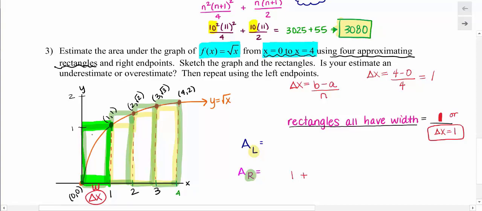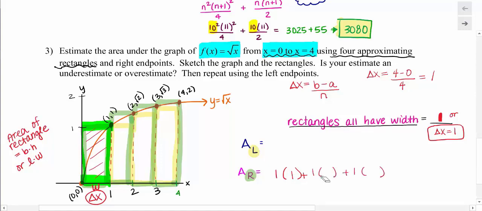Now, each rectangle's area is very easy to figure out because the area of a rectangle is just base times height, or length times width, however you want to think about it. So I've already got the width is 1, and now my height was 1. Well, if my width is always 1, I don't necessarily need to say 1 times the height plus 1 times the height plus 1 times the height. Instead, I can factor out that delta x. In this case, it's a 1.